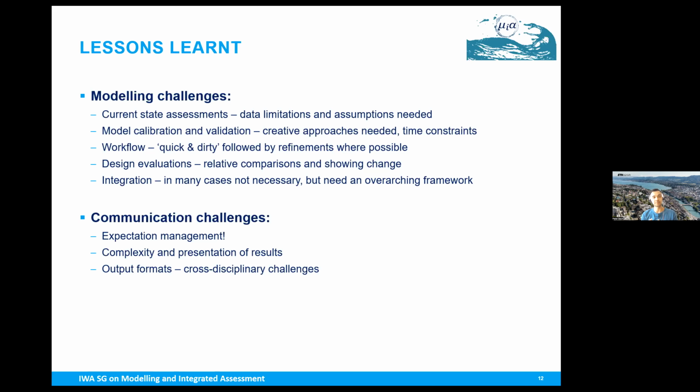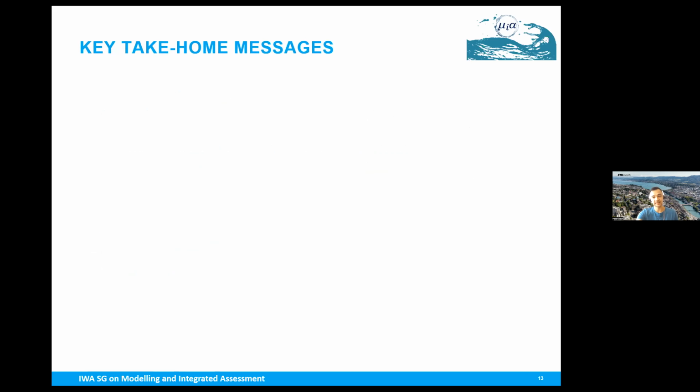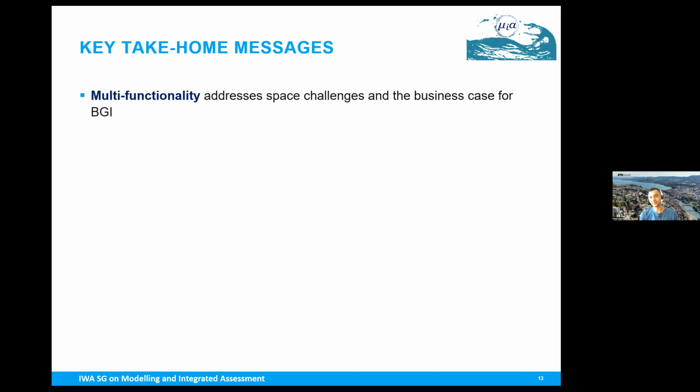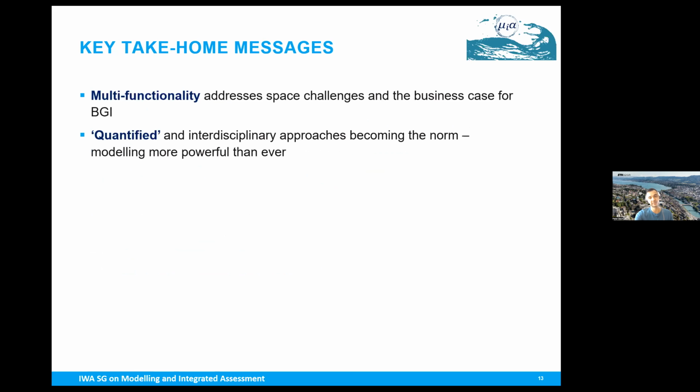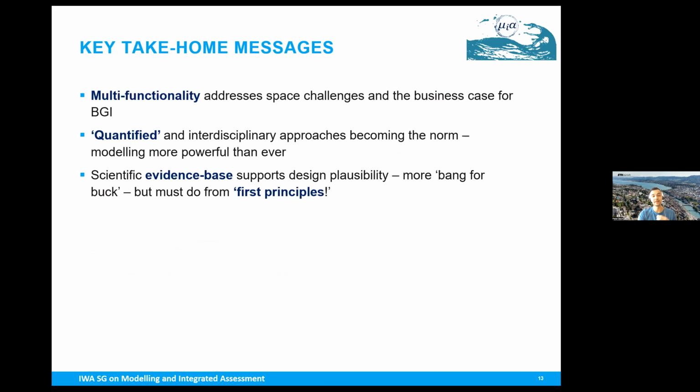Because when we have our model outputs, that often cannot be readily understood by a whole range of disciplines. So key take-home messages from this: multifunctionality, as I've mentioned, is key. It's going to be key in the future because we have space challenges. The discipline and the design is moving towards quantified approaches, and the norm, because it's the norm, modeling is becoming more powerful than ever. And so it provides that evidence base, but we have to approach it from first principles.